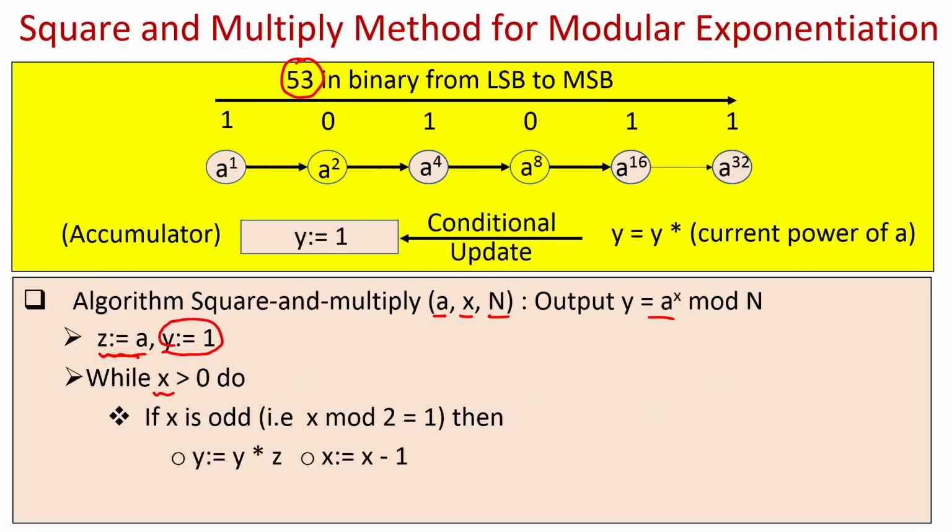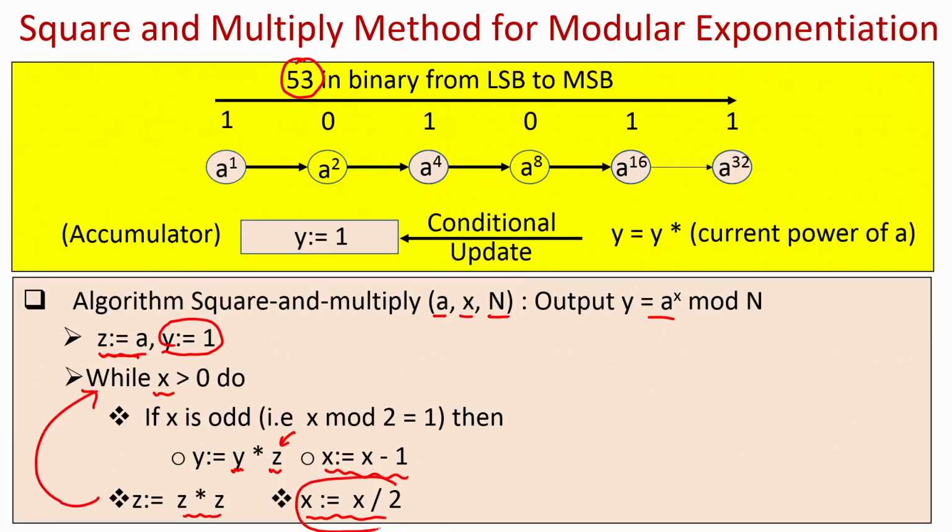So, if it is 1, that means I have to modify my accumulator. So, this is the conditional update. Okay. So, I update my accumulator by multiplying whatever is the current content of the accumulator with my current power of a, and then I update my x, to get my next bit in the binary representation of x, and I have to do a compulsory squaring to go to the next power of a, and then I have to update my x, so that I can obtain the next bit in the binary representation of x, and I have to do this process.